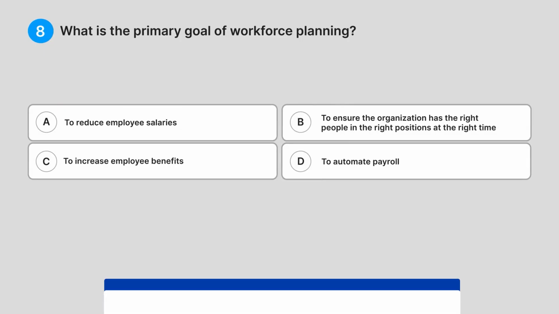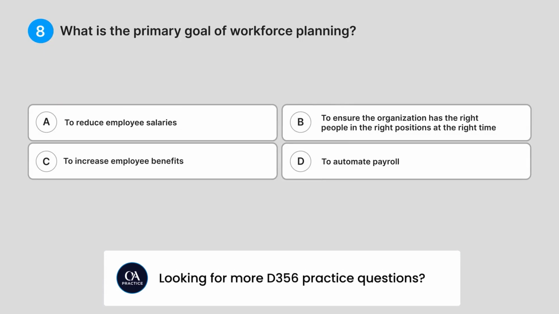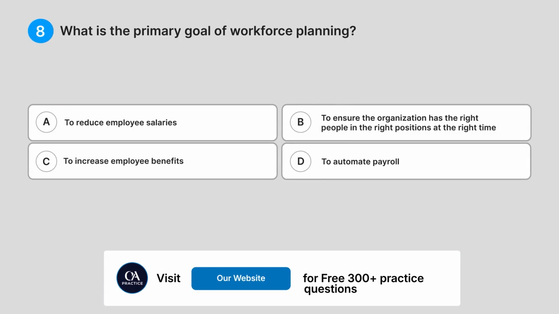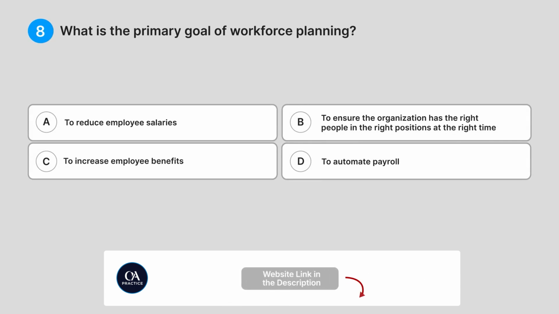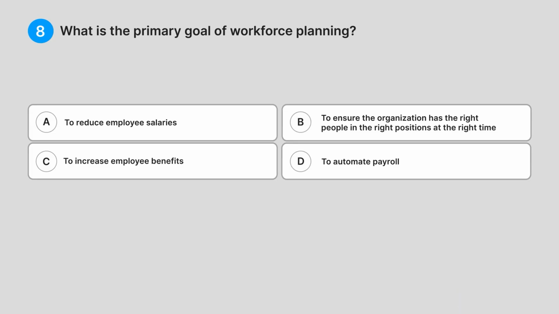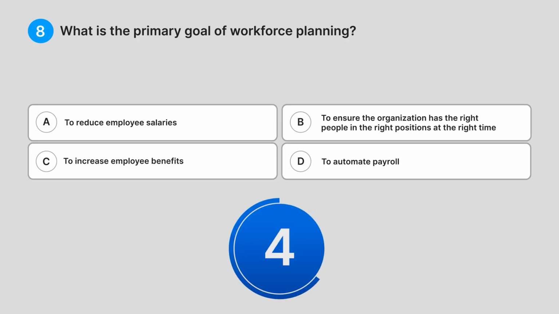8. What is the primary goal of workforce planning? A. To reduce employee salaries. B. To ensure the organisation has the right people in the right positions at the right time. C. To increase employee benefits. D. To automate payroll. Can you guess the answer?